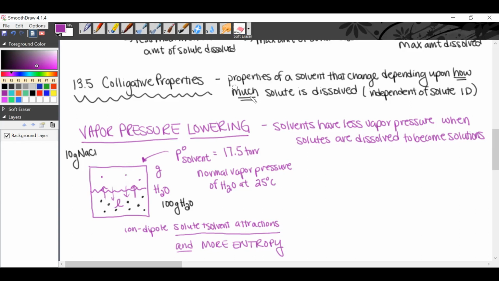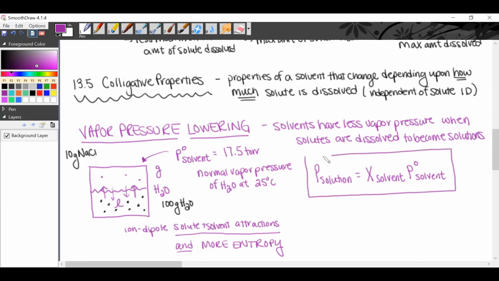But we can actually calculate it, okay? And the calculation looks like this. The vapor pressure of the solution, once we've dissolved the solute, is equal to the mole fraction of the solvent. Remember, X is mole fraction. That was one of the things we calculated last week, times the normal vapor pressure of the solvent. And this is called Raoult's law.